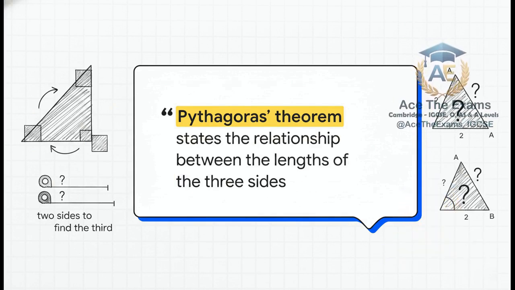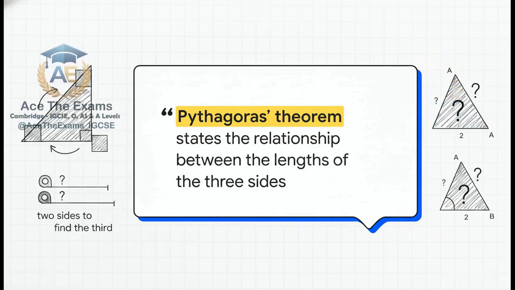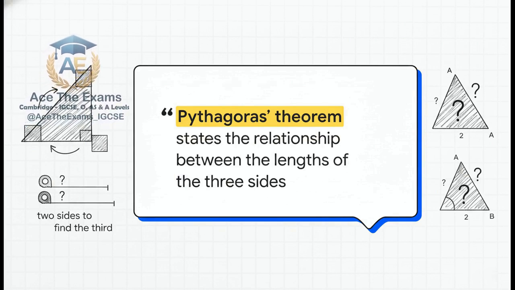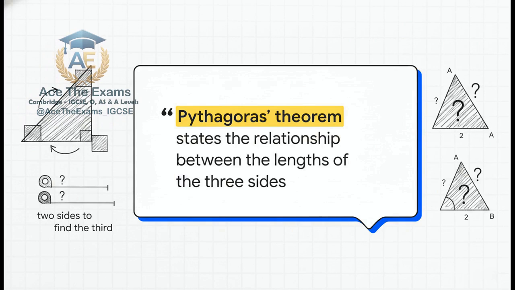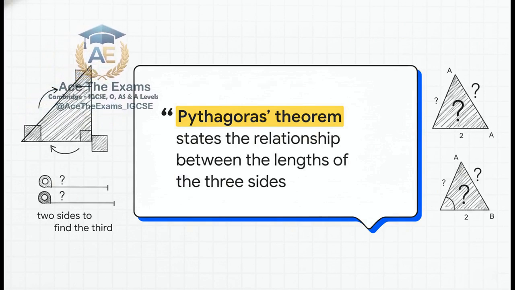But think about the exam. What happens when the examiner only gives you one side and one angle and asks for a missing length? Or what if you have two sides and need to find a missing angle? Pythagoras suddenly can't help us at all. It hits a brick wall. And that exact limitation sets the perfect stage for trigonometry to enter the chat.